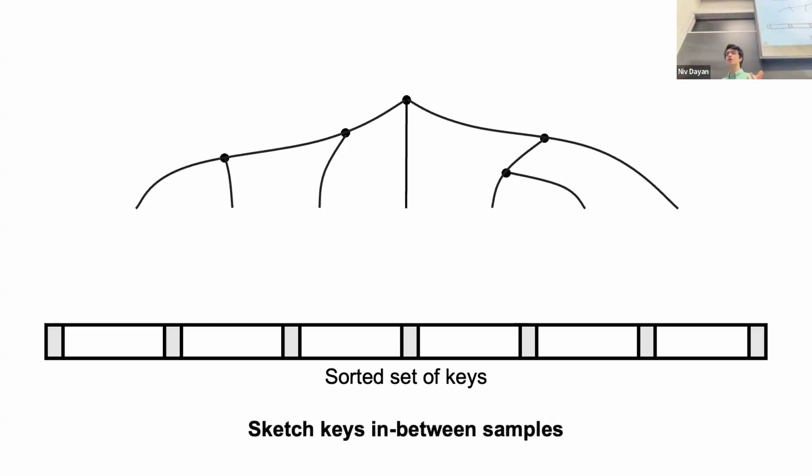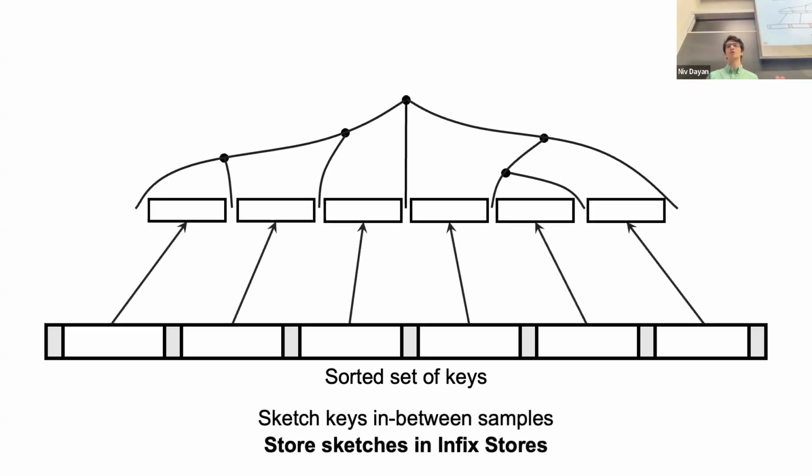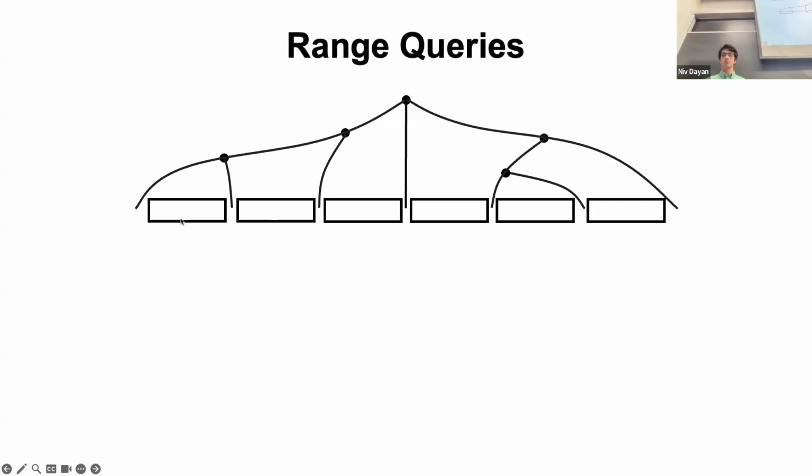Then you have to somehow store whatever's left in your data structure. What we're going to do is sketch those keys that are in between, approximately. We're going to come up with an approximate representation, and we're going to store them in data structures we like to call infix stores. If you take your first two samples, these correspond to these two paths in your trie. All of the keys that are in between these two samples are going to be summarized in this data structure that's stored in between those samples inside of the trie. Okay, so does the overall structure make sense?